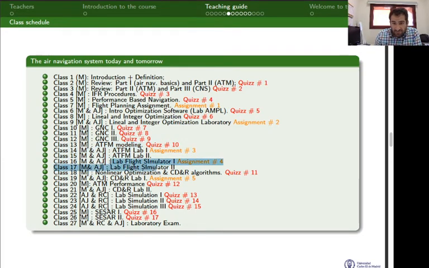Then the flight simulator lab, similar to the one we did in the bachelor, but this time instead of conventional procedures it is RNAV procedures, so it's quite different. We're going to use the flight computer on board, and it's a different thing. I think this is a nice practice, and we will get to learn all these things.